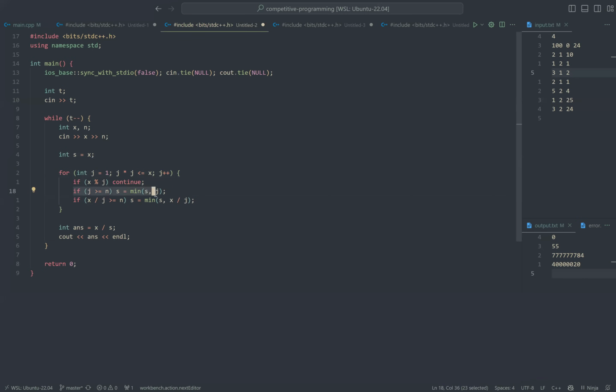Otherwise, if the number divides it, then check if this number is greater than or equal to n, then this might be the answer. So I will just say that s is equal to minimum of s and j. In the other case, the other divisor is x by j. So if it is greater than or equal to n, in that case also, s is equal to minimum of s and x by j. And eventually at the end, my answer is x by s, and that's what I will print.